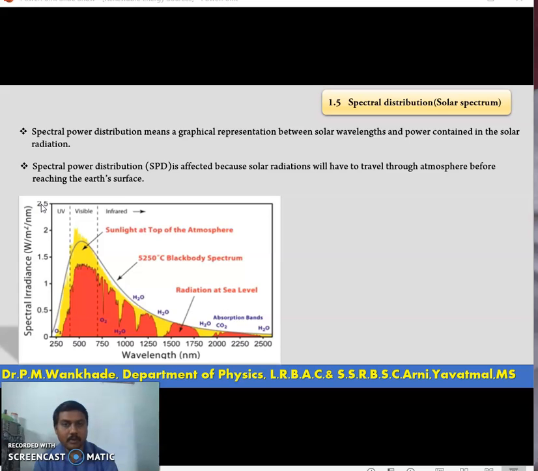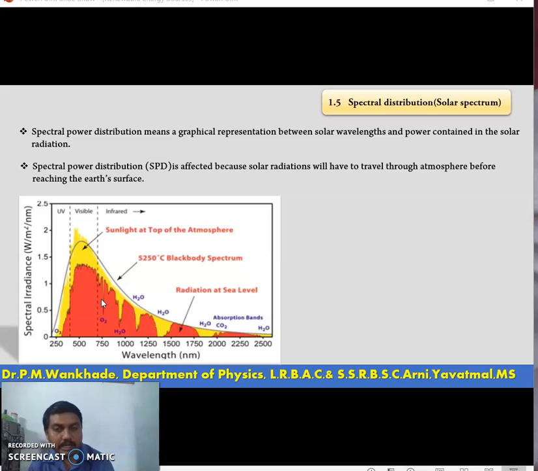In this spectral power distribution, we have divided this graph into three different categories. The wavelength between 250 to approximately 400 nanometer is known as the ultraviolet region, that is the UV region. The wavelength between 400 nanometer to 700 nanometer is called the visible region, and the wavelength above 700 nanometer is called the infrared rays. The yellow indicates the sunlight at the top of the atmosphere.